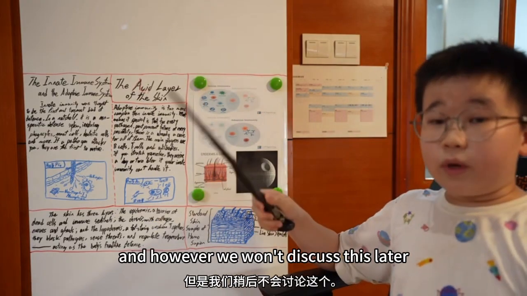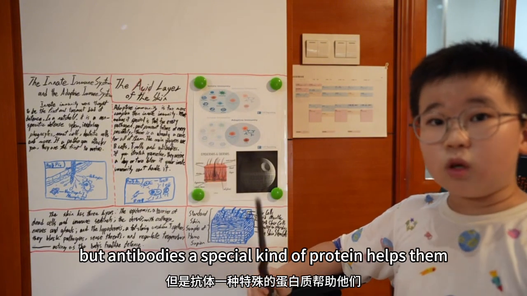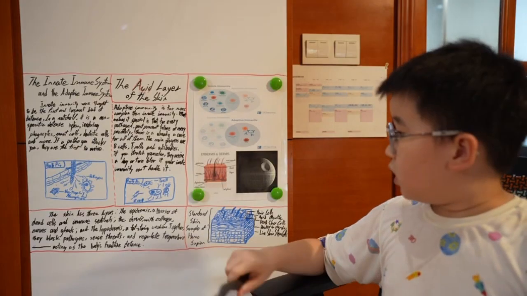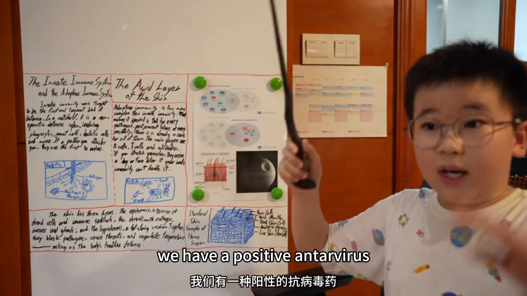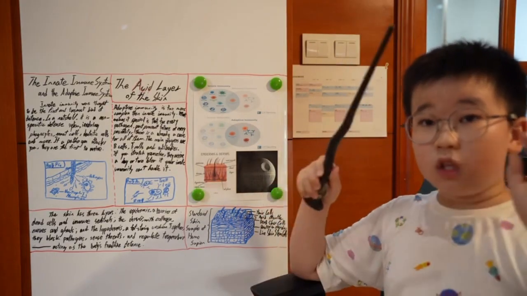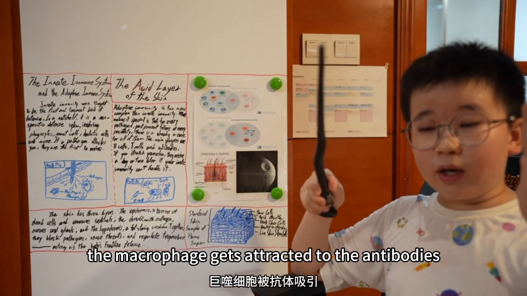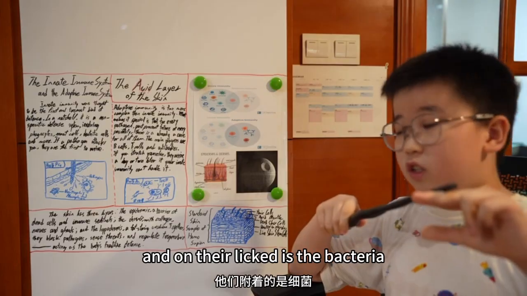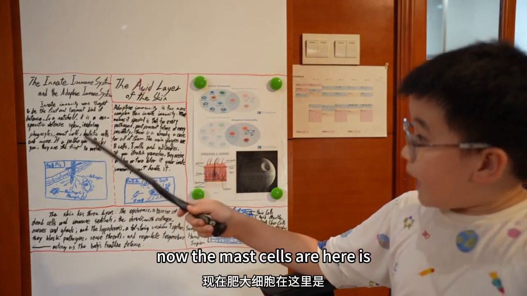However, we're going to discuss this later, but antibodies, a special kind of protein, help them by making them attract, for example, a negative bacteria and negative macrophage. We have a positive antibody. For that, it means they can attract each other. The macrophage gets attracted to antibodies, and on their lip is the bacteria. Voila.